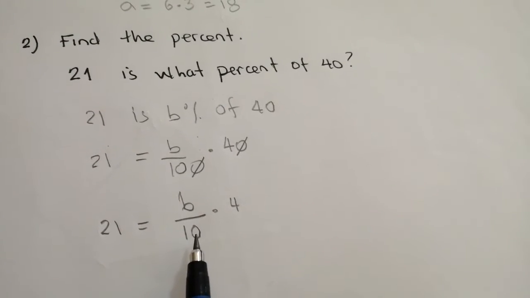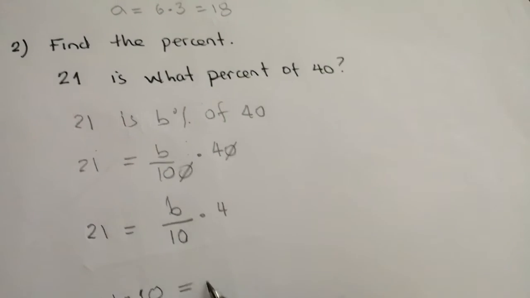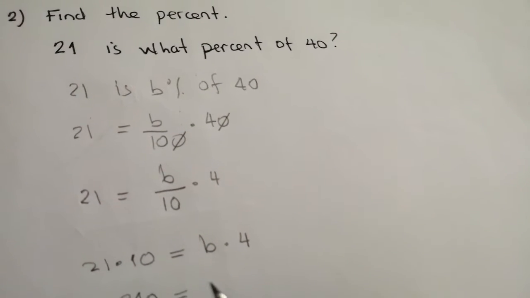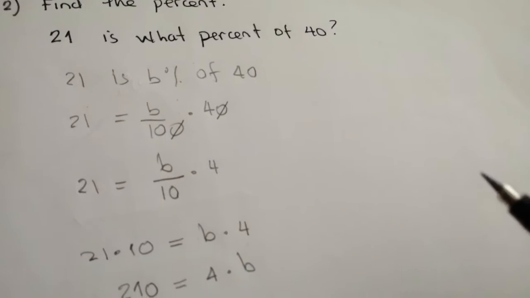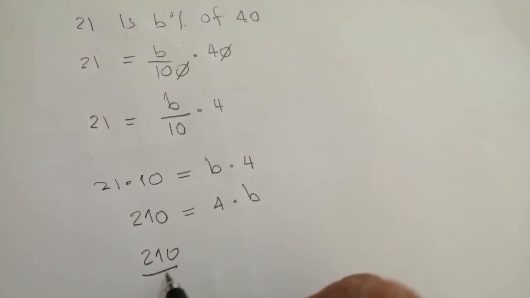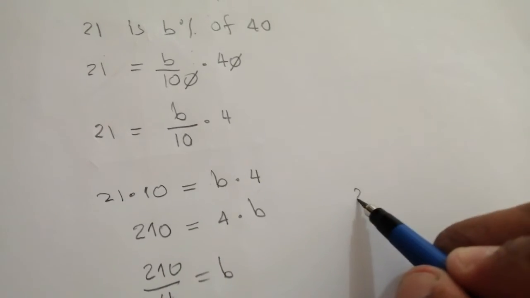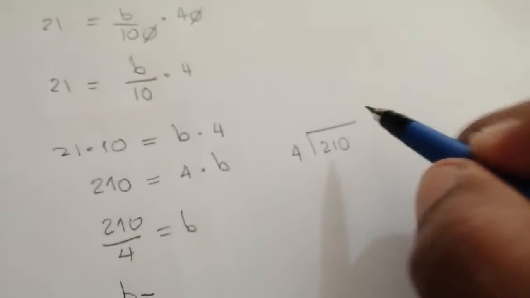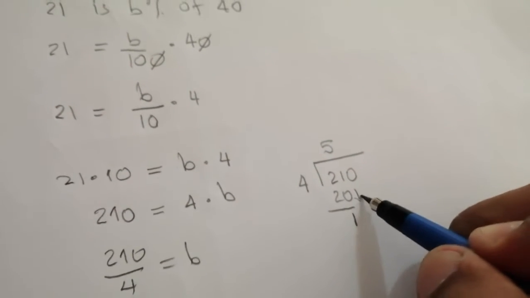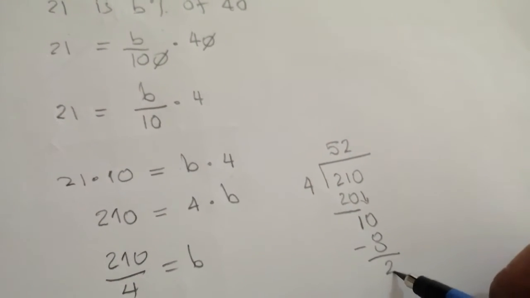This 10 that is dividing, I can pass it to the other side multiplying. So it will be 21 times 10 equals B times 4. We know that 21 times 10 is 210, and that is simplified into 4 times B. So at the end, I just divide 210 by 4. That will be my percentage, or the answer to the problem. Of course, I have to do this division. That will be 5 times 4, 20. Subtracted from 21 is 1. Bring down the 0, and that will be 2 times 4, 8. Subtracted from 10, that will be 2.